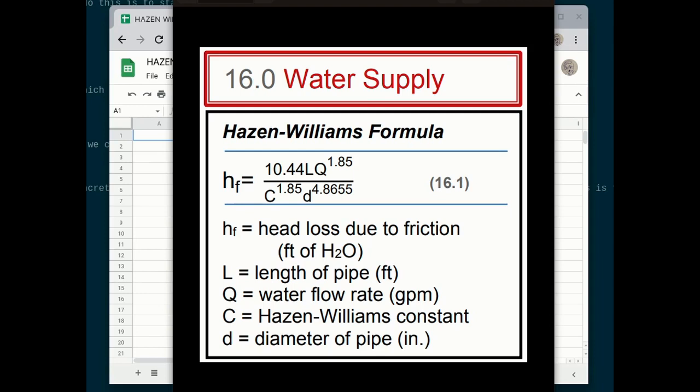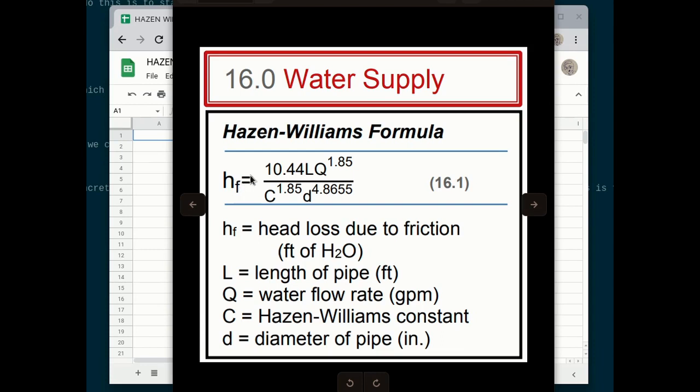Hello, this is Mr. Huff, and this is a video about this formula, the Hazen-Williams formula. This is part of the water supply calculation that we need to do for civil engineering. This video is to produce a calculator that will help you calculate the head loss due to friction, and this is measured in feet of water.